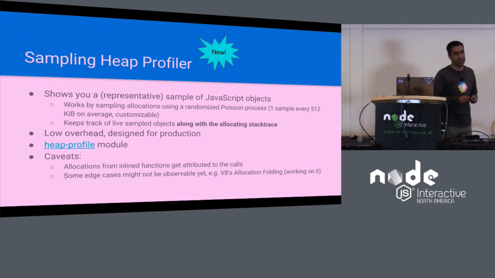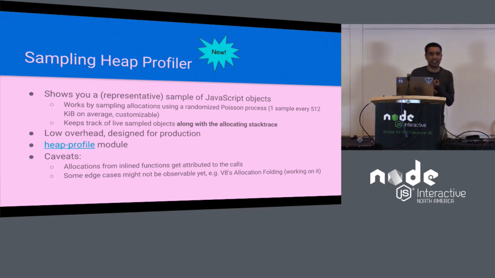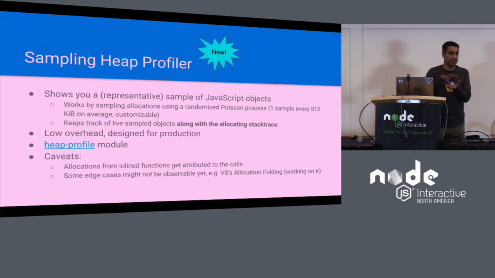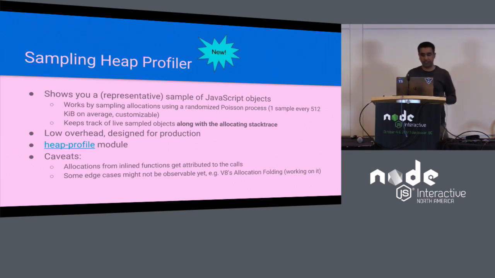The caveats are that right now, anything that's inlined into a function, so if you inline lots of things into it, allocation will be attributed to the containing function. So if you see app.get is hot, then you should really look at all the functions it calls synchronously, because allocation may actually be inside those. But that's something we are actively working on making better.